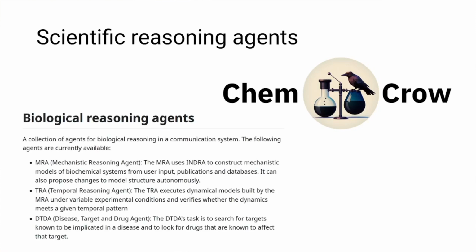And I also found this Git repository of biological reasoning agents. And there are some agents that can do some biological things. I don't know enough biology to really understand what they can do, but it seems interesting. So these things can basically reason about scientific domains.